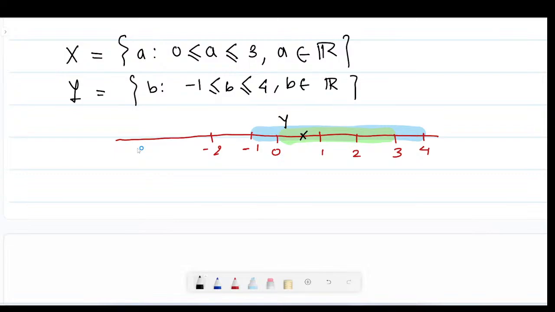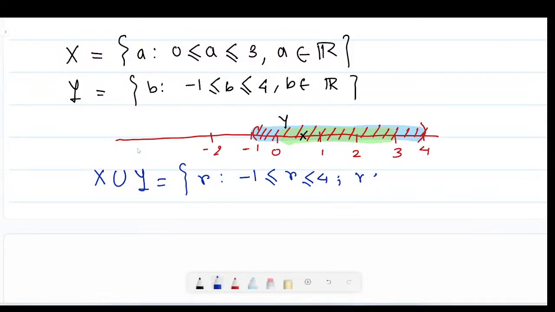So if I take the union, that will be this portion. This whole portion will be the union. Okay. So X union Y will be R such that 0, not 0, sorry, -1 less than or equal to R less than or equal to 4, where R belongs to real numbers.